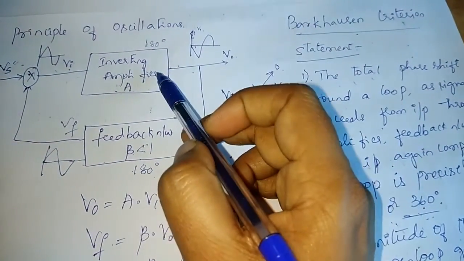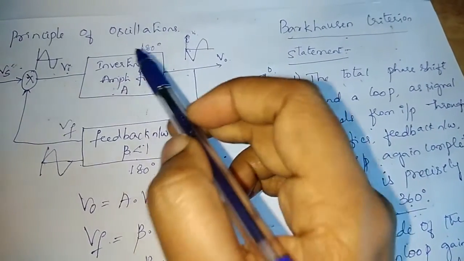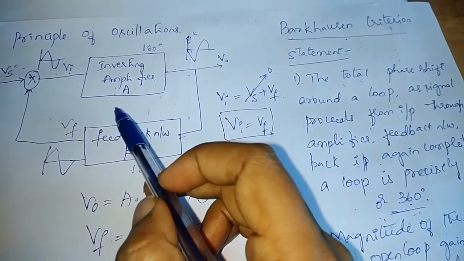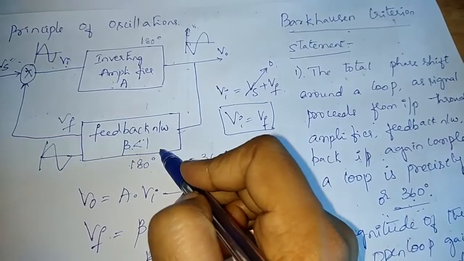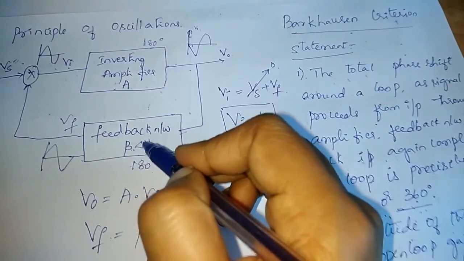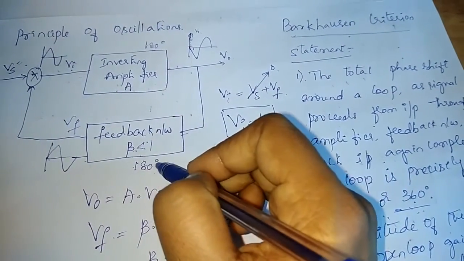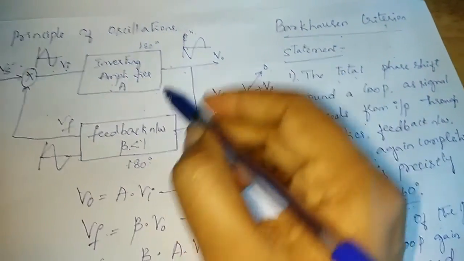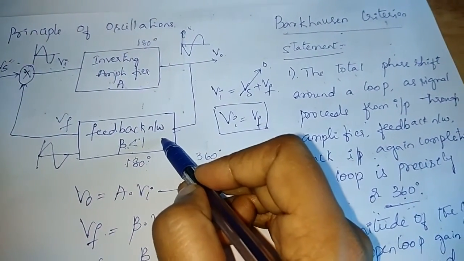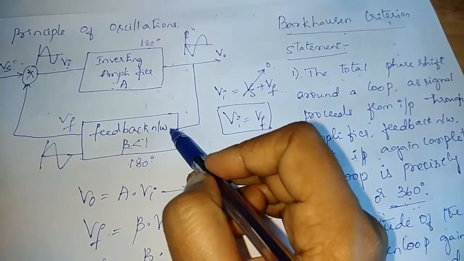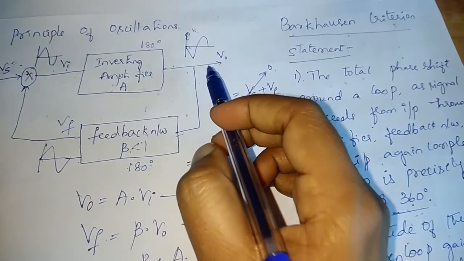Any oscillator you take consists of two parts: one is the amplifier, the other is the feedback network. This feedback network is also called frequency selective. Whatever frequency of oscillations you need to generate depends completely on the feedback you are connecting. So the feedback determines the frequency of oscillations you are generating.